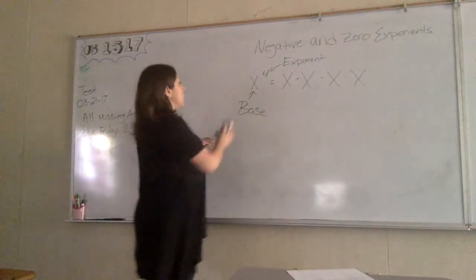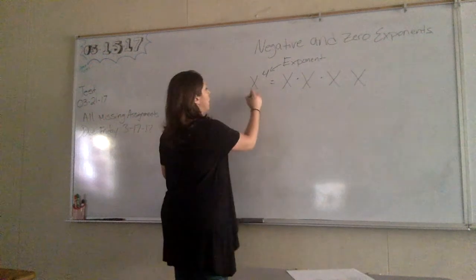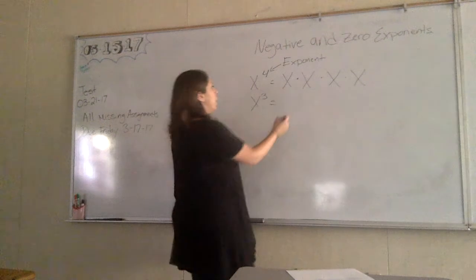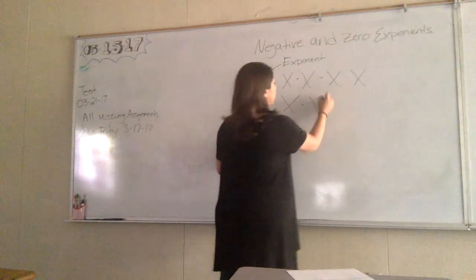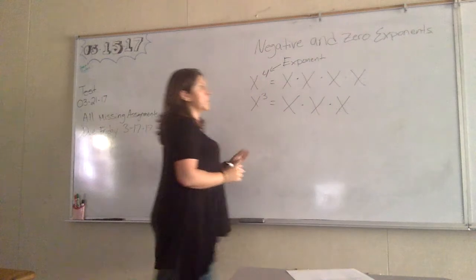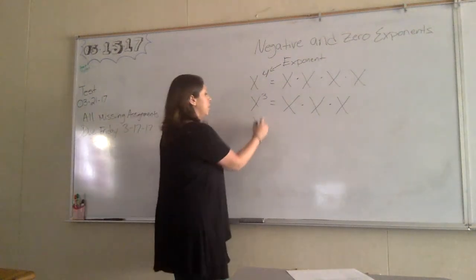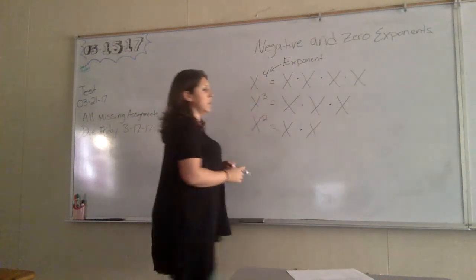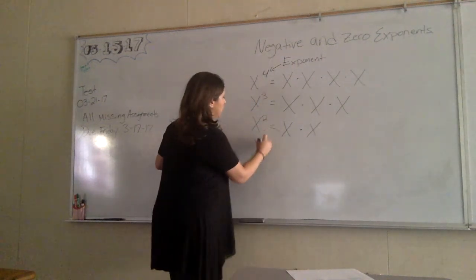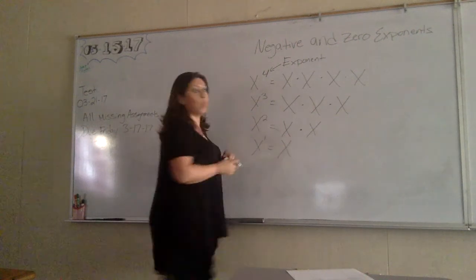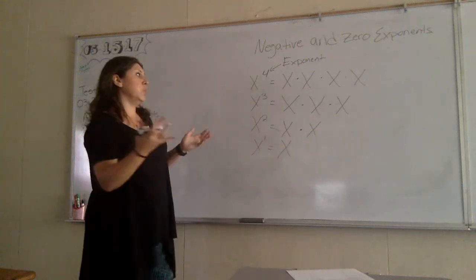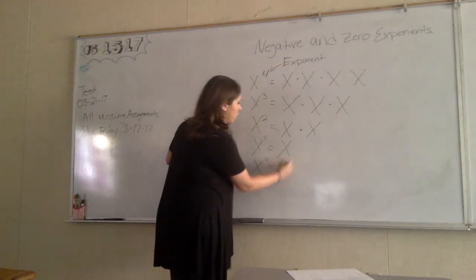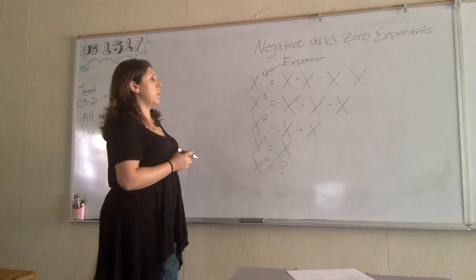If I keep going, I get x to the third. Again, that 3 lets me know that I have 3 of them: 1, 2, and 3. If I do x squared, that just means I have 1, 2 x's. And if I say x to the 1, I have 1. Here's where the new lesson comes from. What happens if I say x to the 0? What would that be?